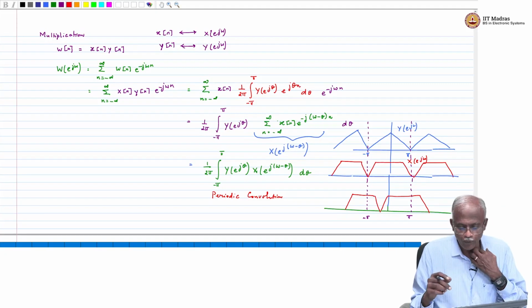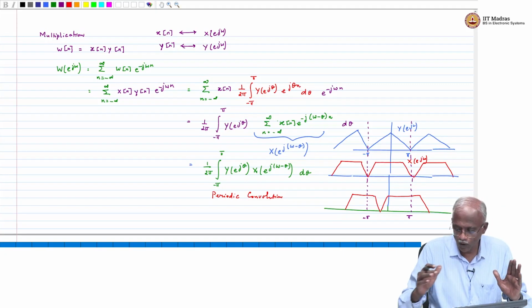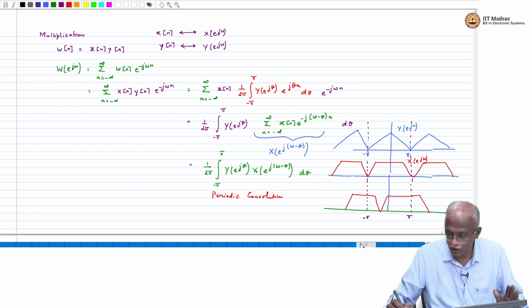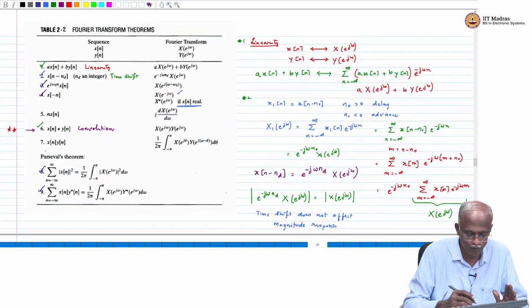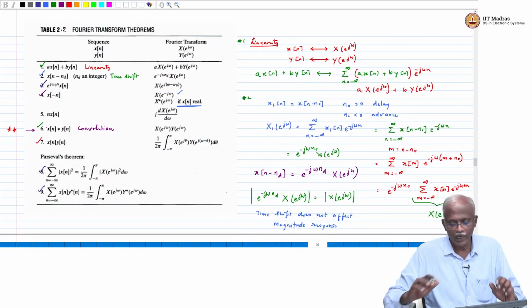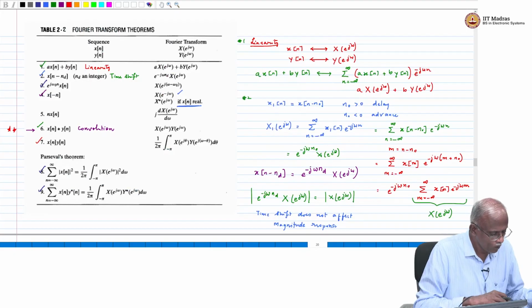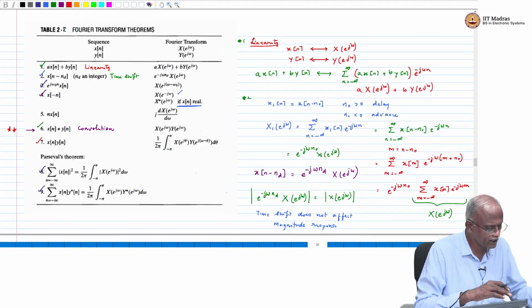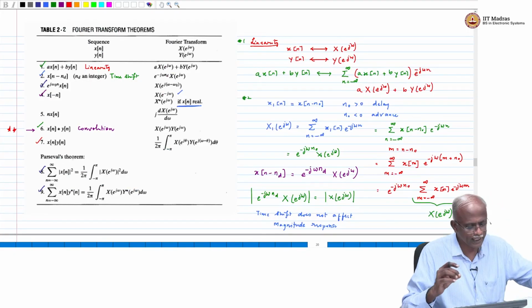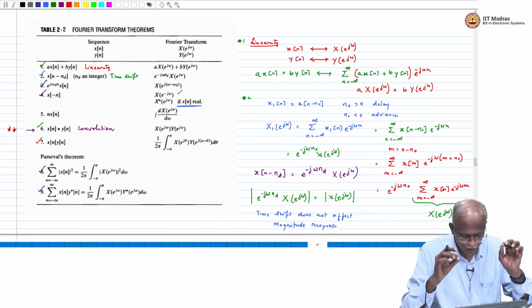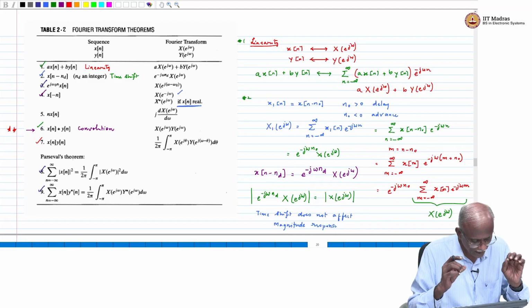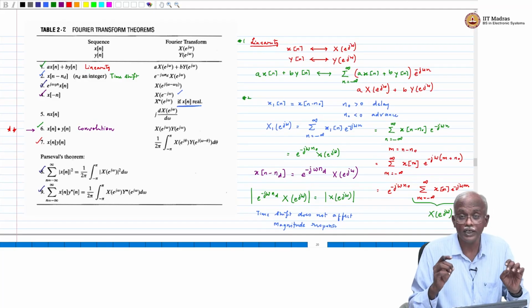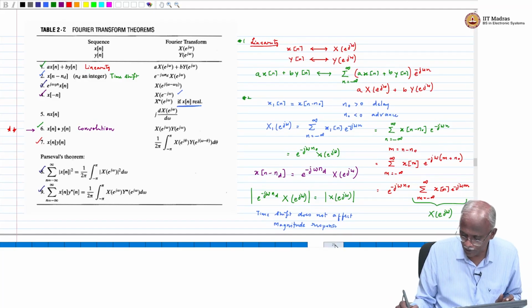With that we have looked at all of the properties or the theorems that are associated with the discrete time Fourier transform. What I would like you to do is to go back home and study these things in a lot of detail, and be able to derive each of these properties very carefully, very thoroughly. I would like you to be able to do that.